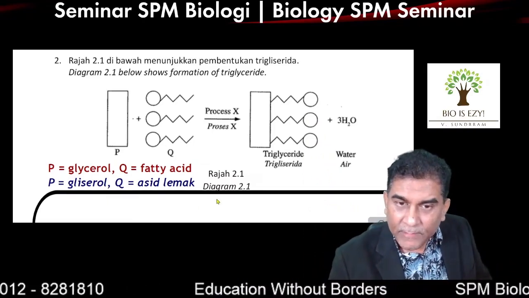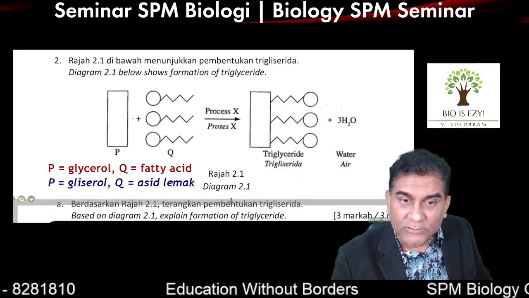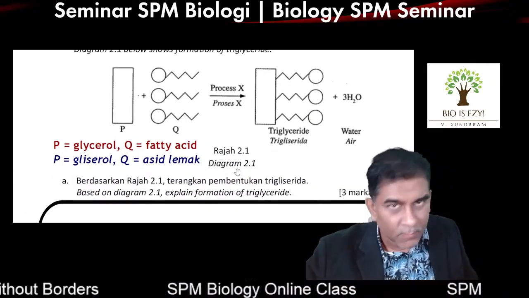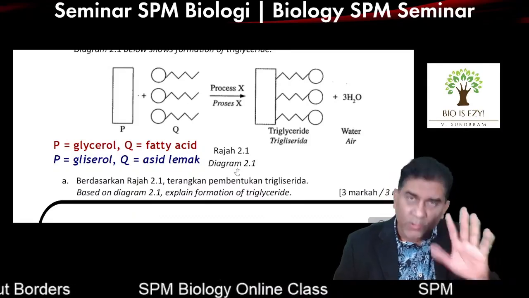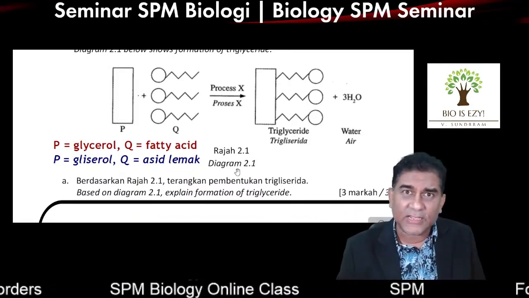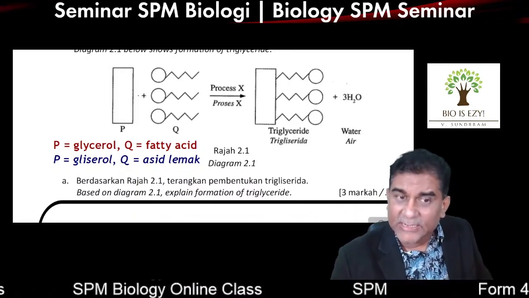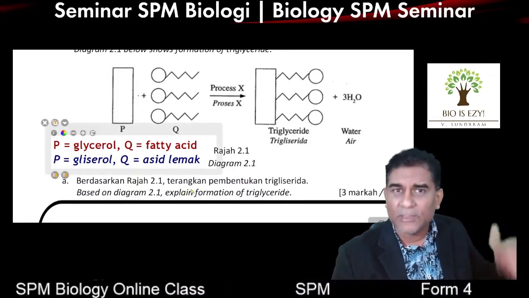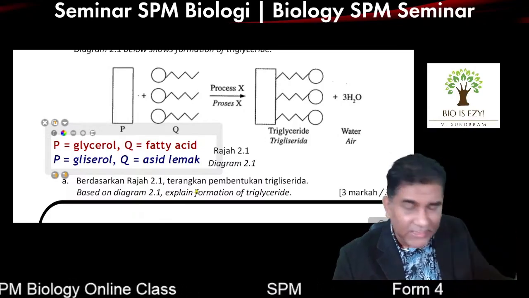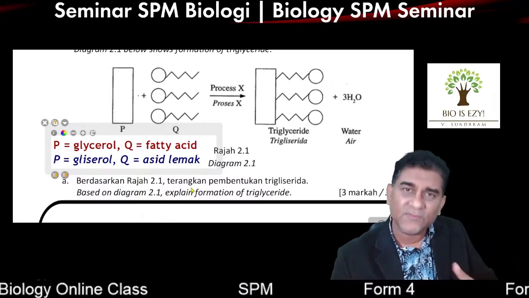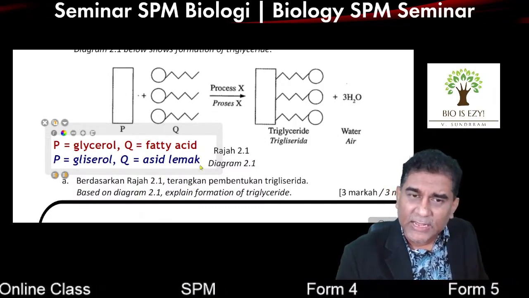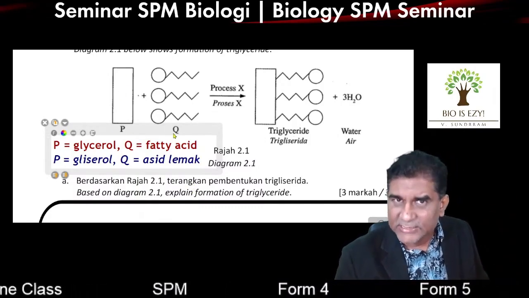At the moment, the first question is how triglyceride is formed. Where to get the answer? From the diagram. Make use of the diagram. The whole answer is in the diagram. But the question didn't ask us for the name. If they want, they'll ask identify P, identify Q. They didn't ask. Even though they didn't ask, we identify them. We inform the examiner what it is. So P is glycerol, Q is fatty acid.